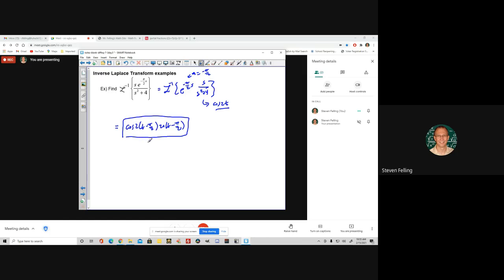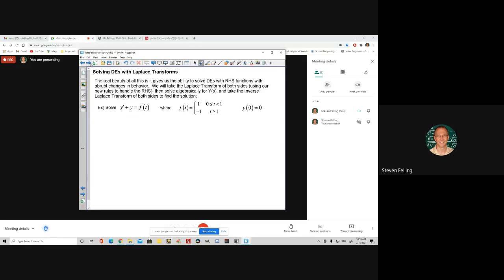Okay, so this would be the result of that inverse Laplace transform. Then I want to show you two examples here of solving differential equations in this manner. These will be a little bit longer. The real beauty of all this is to be able to deal with differential equations with right-hand sides that involve abrupt changes.